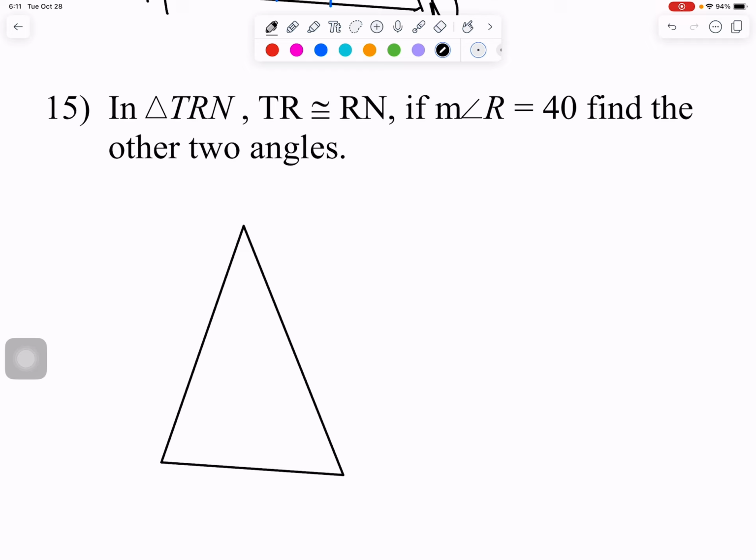So, again, it's saying triangle TRN, TR is congruent to RN. If the measurement of angle R equals 40, find the other two angles. Again, I'm going to start up here. You do not have to do this. If you can visually see right away, boom, we run into a tick, and boom, we run into a tick, and 40 is our vertex angle, we do not need to do that.